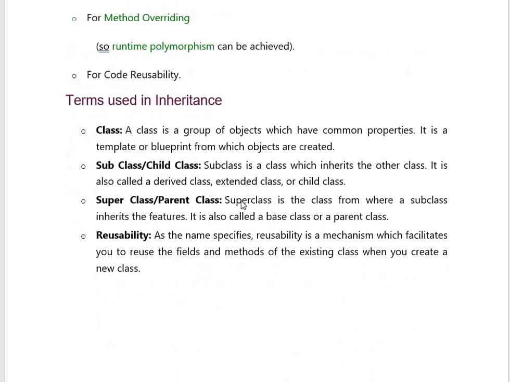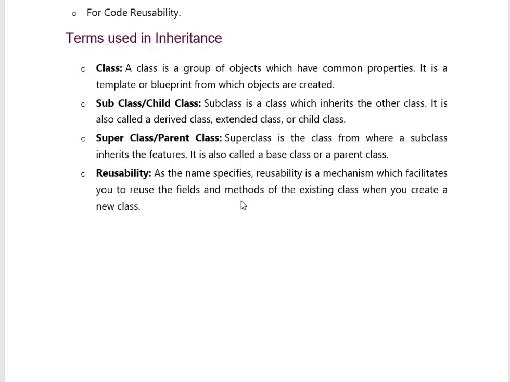The terms used in inheritance: a class is a group of objects which have common properties, and it is a template and blueprint from which objects are created. The next one is the subclass or child class, and the superclass or parent class. The subclass or child class is a class which inherits the other classes. It is also called a derived class, extended class, or child class.